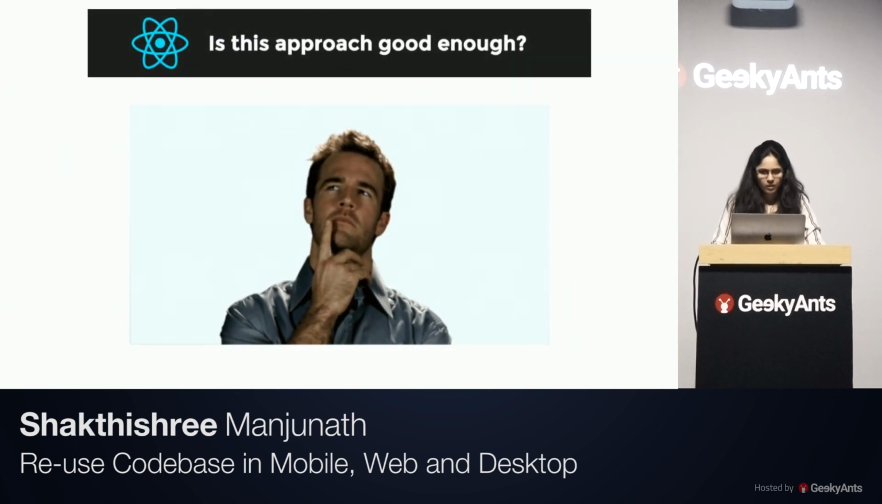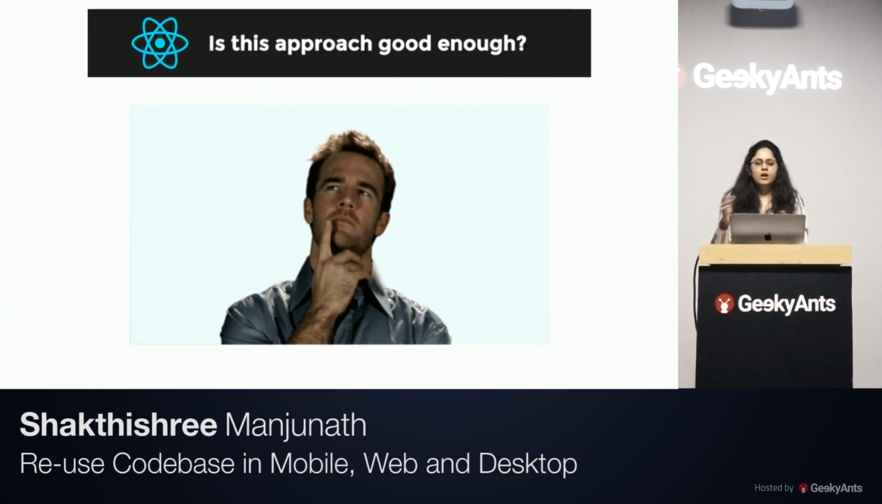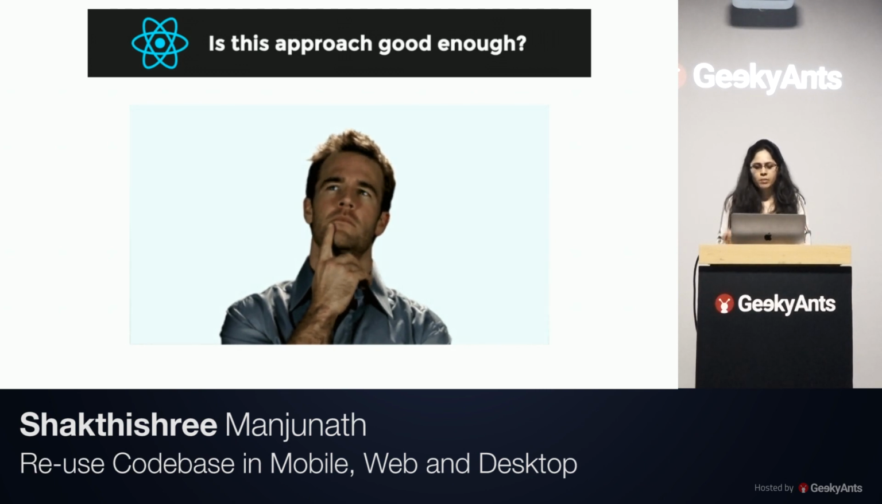Okay, but now we copy pasted the code, we used React Native for web, now we have it in the web application. Now we have already connected your web application to the Electron application. So good, you have 3 different applications running in 3 different platforms. But is this approach good enough?